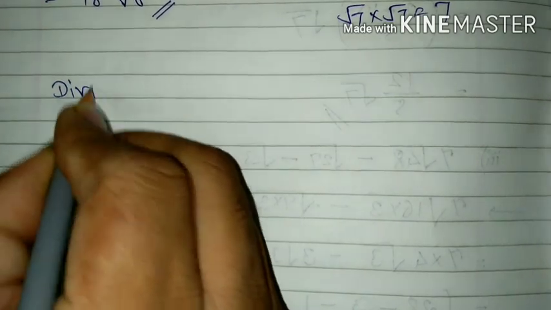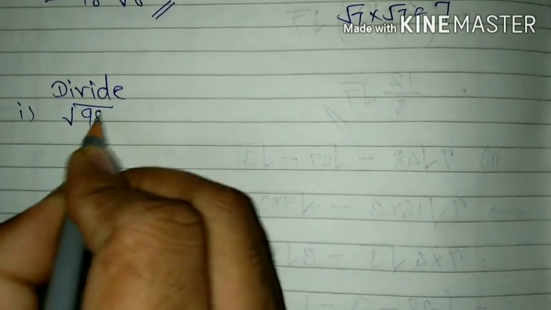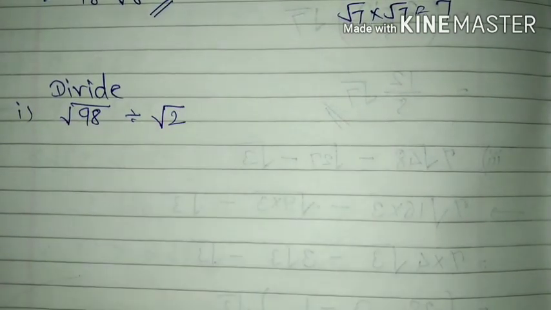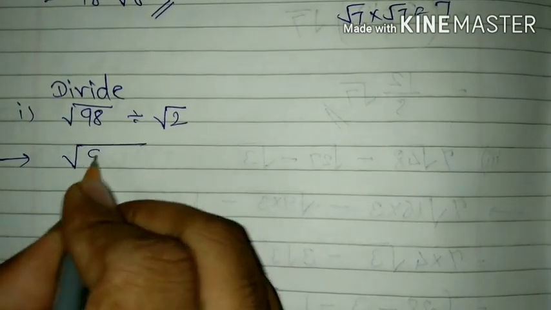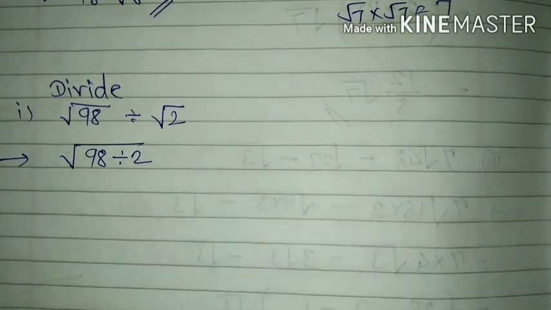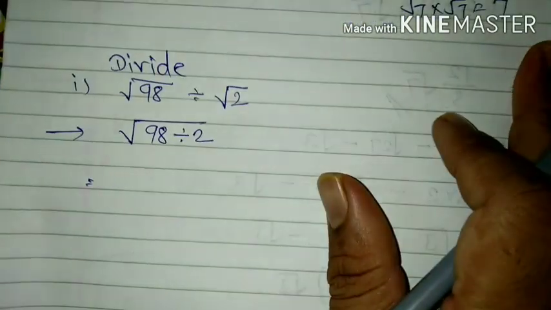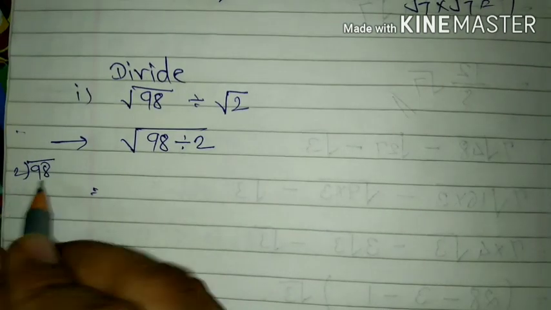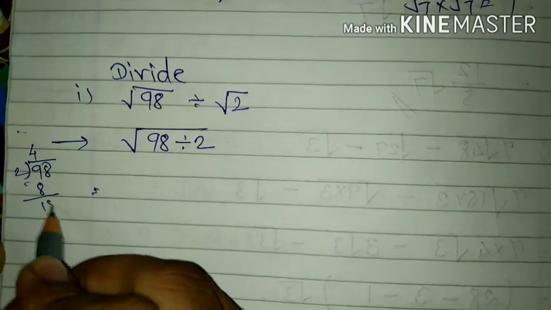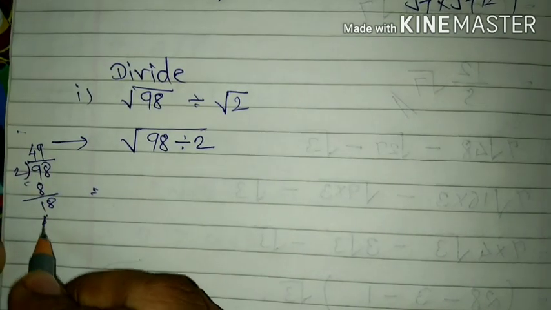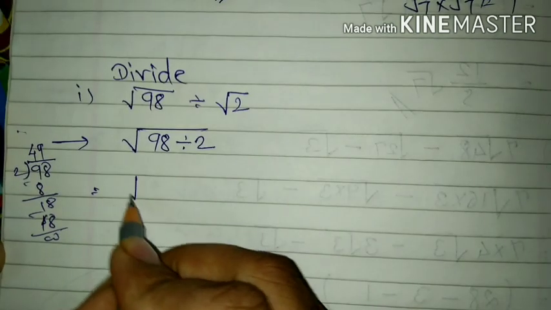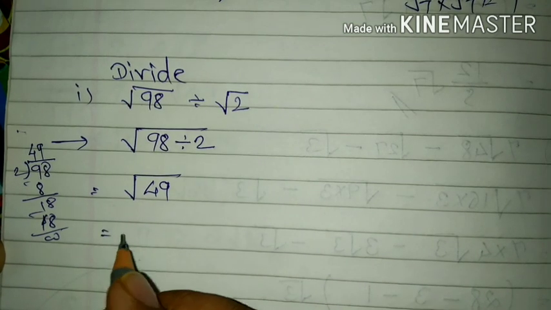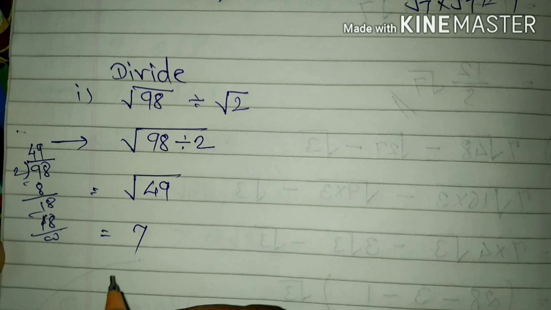Next question is divide. Okay, first one is under root of 98 divided by under root of 2. So let us divide: under root of 98 divided by 2. 98 divided by 2: 2 4s are 8, 2 9s are 18. So it is equal to under root of 49, and we know that under root of 49 is equal to 7.